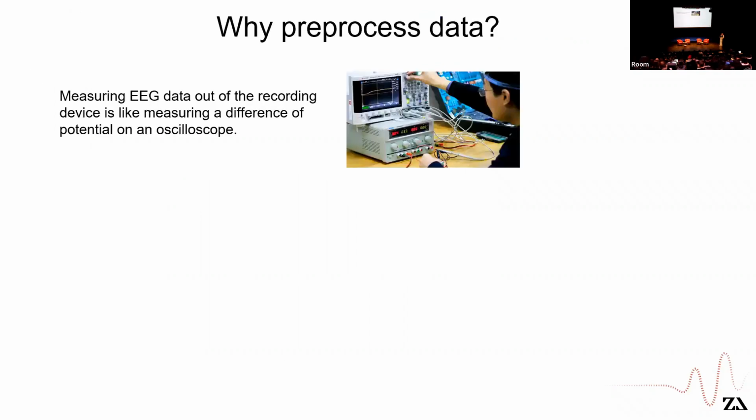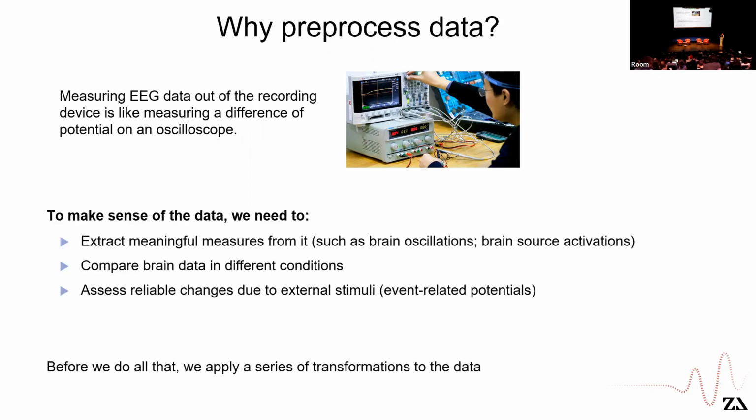So why do we need to pre-process our data? When you measure EEG data and it comes out of the recording device, it's like measuring a difference of potential on an oscilloscope. To make sure that we can make sense of the data, we need to extract meaningful measures from it, for example, brain oscillations and brain source activations, compare brain data in different conditions, and assess reliable changes through stimuli, for example, ERPs. But before we can do all that, we usually apply a series of transformations to the data.